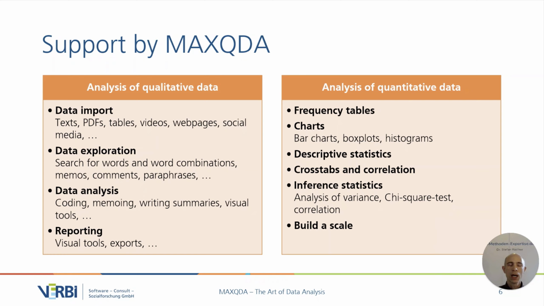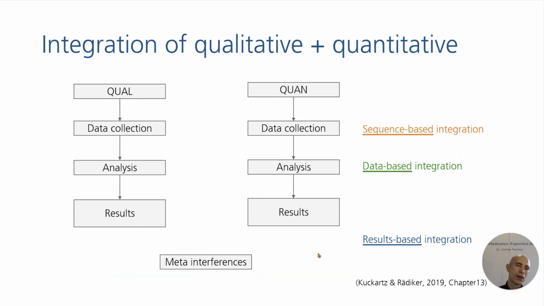So the question is now, how does MAXQDA support different kinds of integration of these data analytical tasks and special mixed methods tasks? And here I want to use the distinction that Udo and I are using in the context of mixed methods when it comes to integration. Usually in a mixed methods project, you have a qualitative strand, symbolized here with these arms on the left side, like data collection, analysis, results. And you have a quantitative part in your study with data collection, analysis, and results.